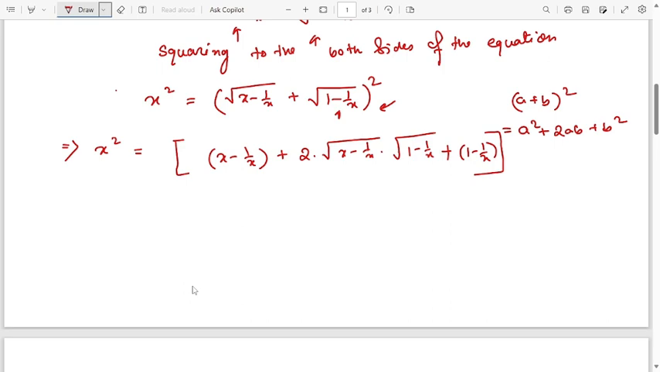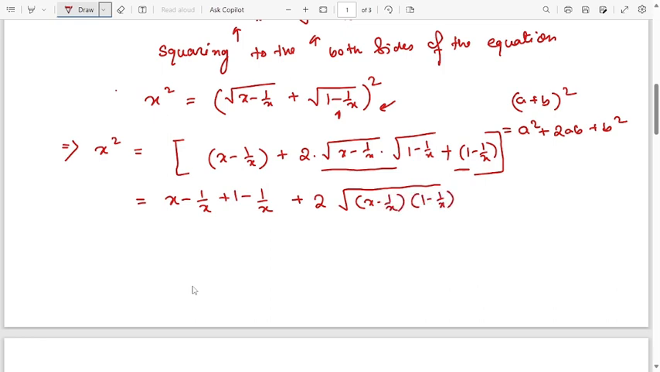Okay, so now we are going to simplify this one. x minus 1 by x. Now we are rearranging the terms, plus 1 minus 1 by x plus, now we are going to simplify this one. How do we do that? 2 square root of x minus 1 by x times 1 minus 1 by x. Now we are going to multiply this one. How do we do that? Very simple.